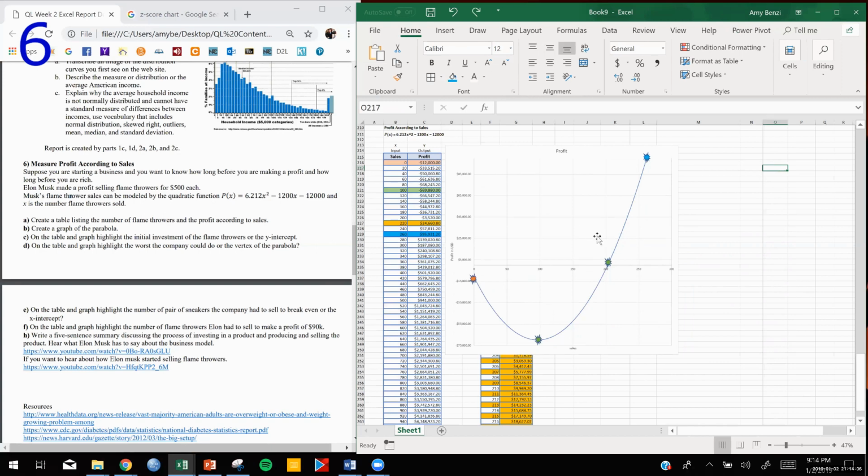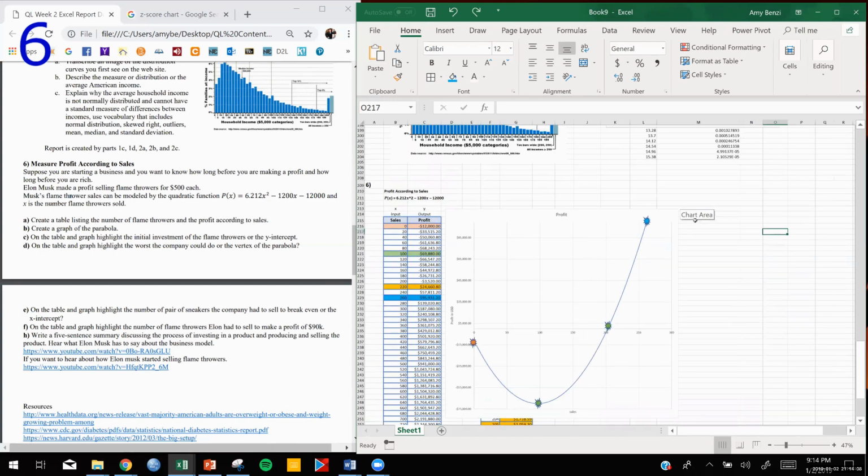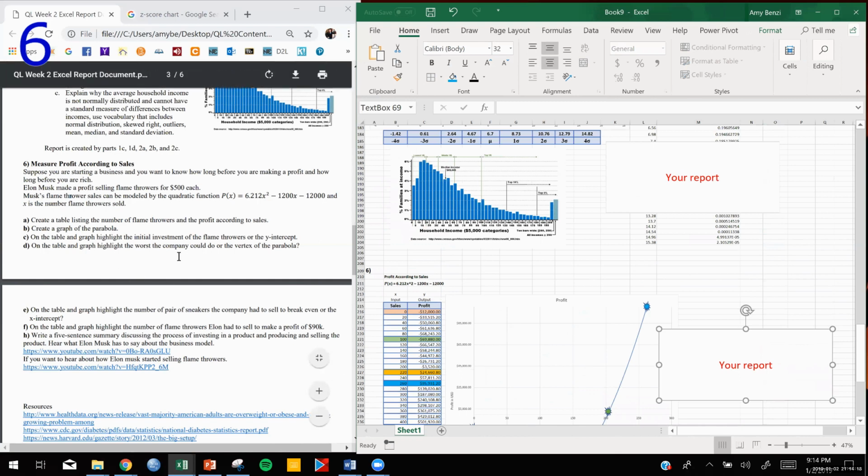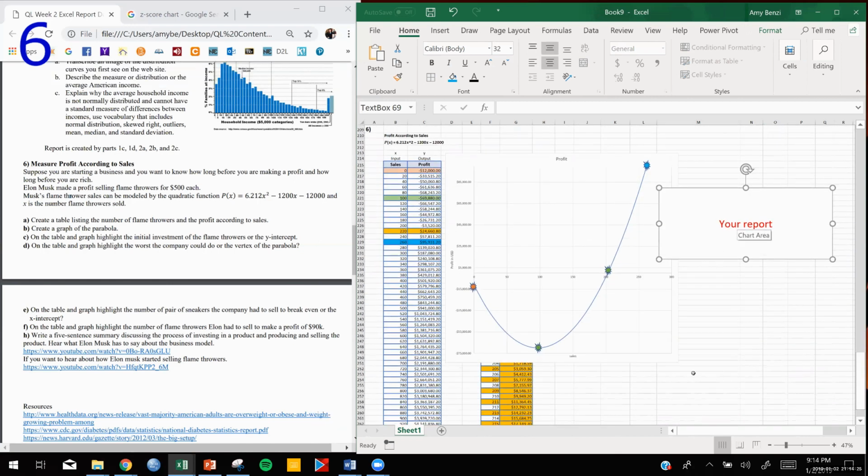Okay, there we are, you guys. Don't forget your report. You need at least a 5-sentence report for each of your scenarios. And for this one, everything that you should put on your report we discussed, and it is also right in here. And if you do watch the Elon Musk video, talk about that in your report.